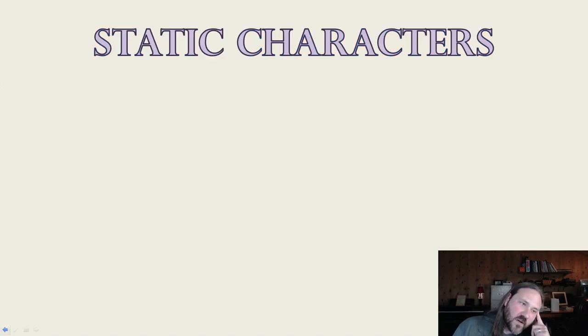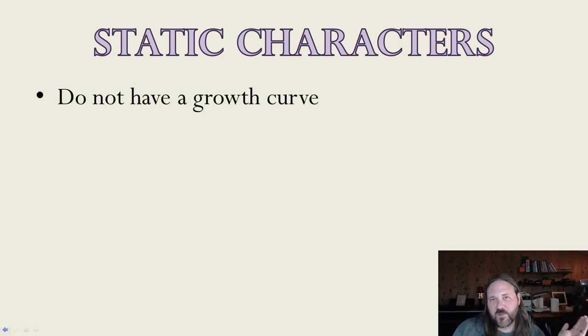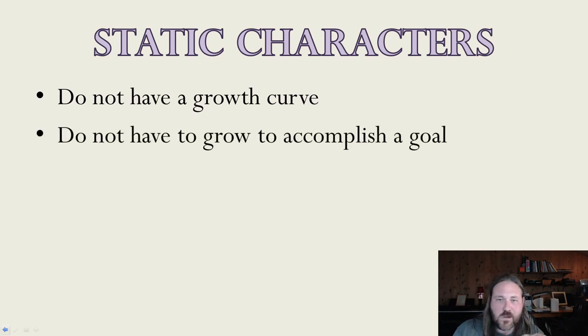Static characters, I'll talk very briefly about static characters. Static characters are basically anything without a growth curve. Static characters can be main characters, they can be protagonists or antagonists, but they don't grow. So Sauron is a great example. He's just a static bad guy, right? He doesn't necessarily grow or change throughout the course of Lord of the Rings.